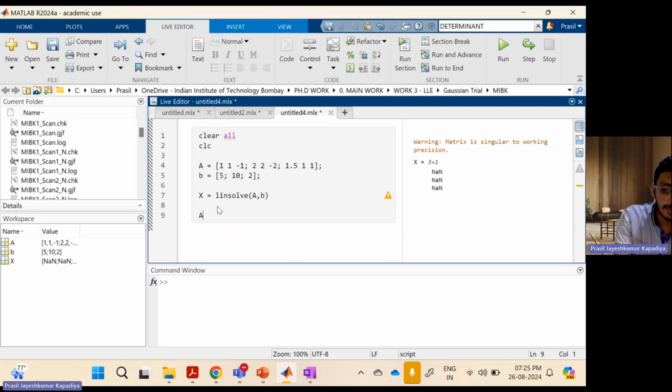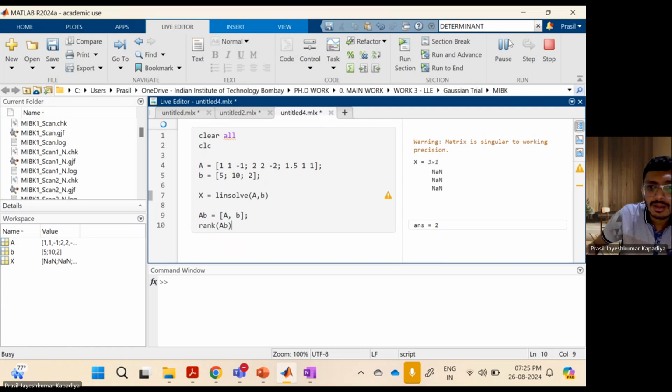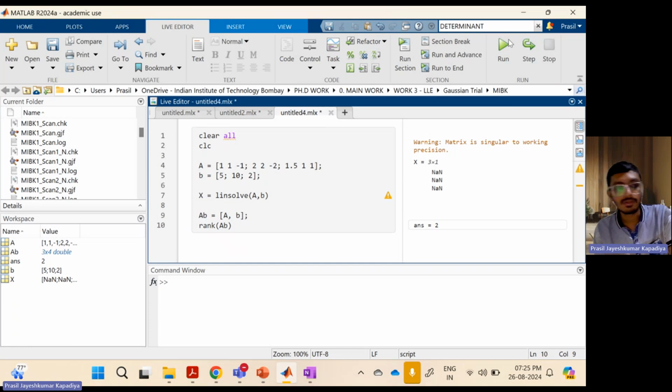First I need to define my augmented matrix [A, B], and I want to find the rank of [A B]. See, in this case, my rank of [A B] is 2 and my number of unknowns is 3. That's why it will have an infinite number of solutions.